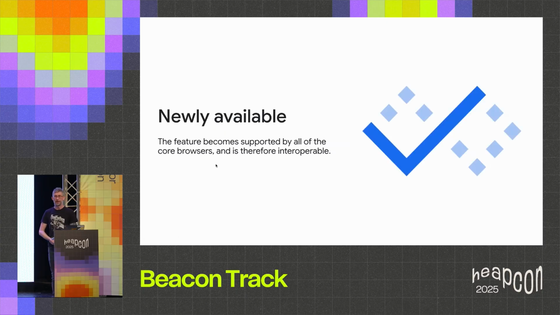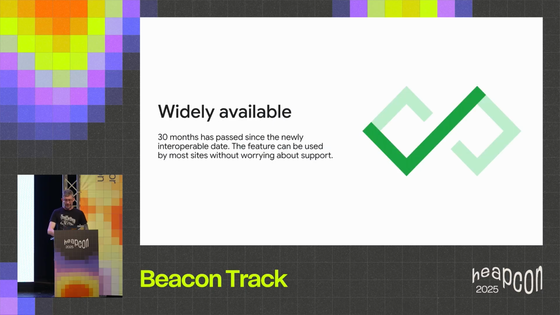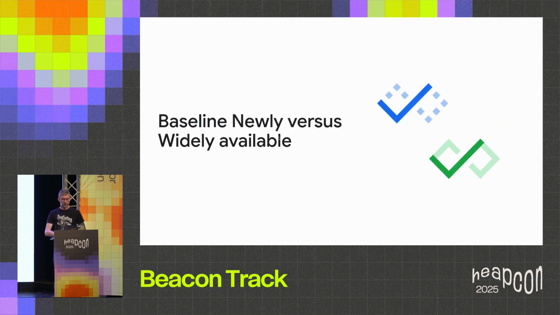The next is Baseline newly available, and this indicates that the feature has landed in all of the core browsers, likely quite recently. And then the third threshold is Baseline widely available. And this designation is given to web features that have been newly available for 30 months, so 2.5 years. So the first threshold is the easiest to understand. If something has limited availability, it's not available to use across the core browsers. However, why are there 2 designations for features that are usable in all browsers? Why is the distinction for both Baseline newly and widely available so important?